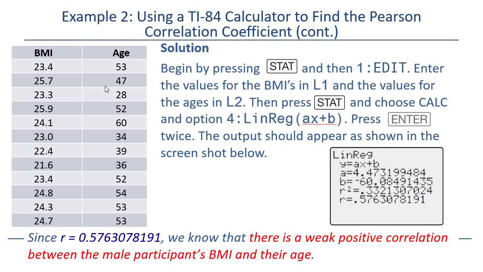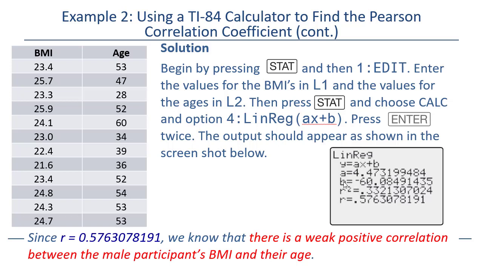But I think it's always better to put it in the order in which you think the model would work. Once you have them in both lists, then you go back to your stat menu, you tab over to the calculation menu, you page down to option 4, which is linear regression, you hit enter. You hit enter twice depending on what kind of calculator you have. There might be some other options that you have to tick on, but basically you need to tell it to run linear regression on list 1 and list 2. Then when you do that, you should get this output.